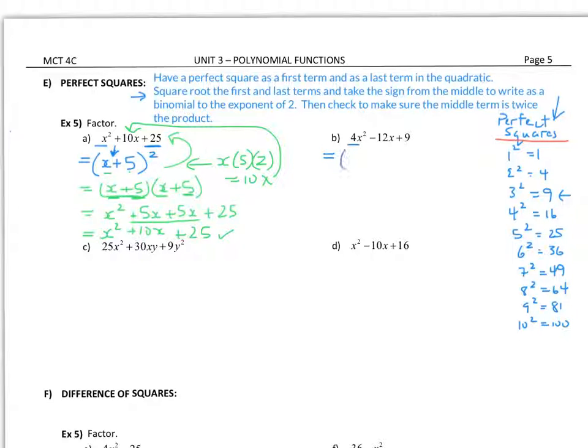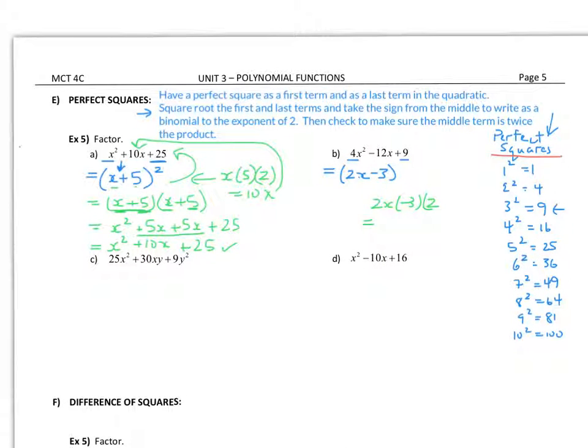Square root the first, that gives us 2x. Square root the last, the square root of 9 is 3, and take the sign from the middle. And then I'm going to check it. So in green I'm checking here. I'm going to have my 2x times negative 3, and then I have to double that, so times by 2. So 2 times negative 3 is negative 6. Negative 6 times that 2 is negative 12 with a multiply of x. So that did work out, and I just need to make sure I put a square on that bracket. Okay, so it's 2x minus 3 all to the exponent of 2.